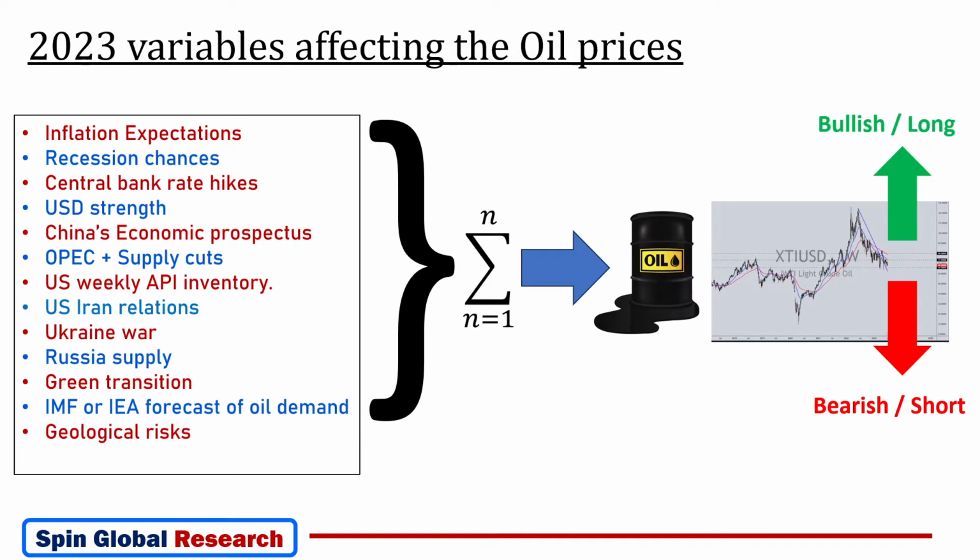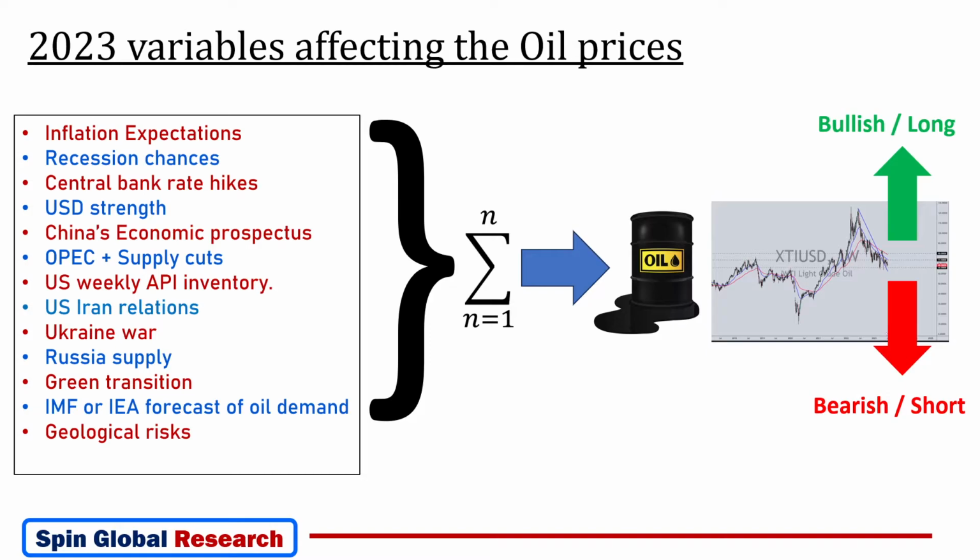OPEC plus supply cuts. As you know, OPEC is the world's oil cartel, and these oil-producing countries contribute almost 30 to 50% of overall oil production. To maintain the price, they generally maintain cuts, meaning they reduce the oil output. For example, at the end of March 2023, they decided that they will reduce the oil supply by 5 million barrels per day.